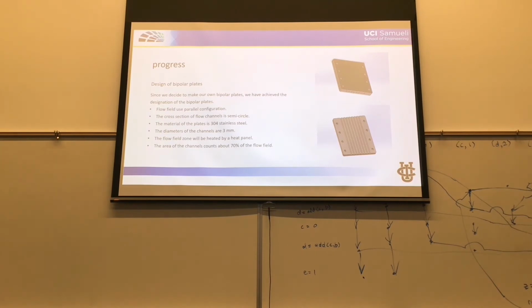The cross section of the flow channels is a semicircle because we drill them out. And the material of the plates is 304 stainless steel. The diameters of the channels are 3 millimeters. The flow field zone will be heated by a heat panel. The area of the channels counts for about 70% of the flow field.